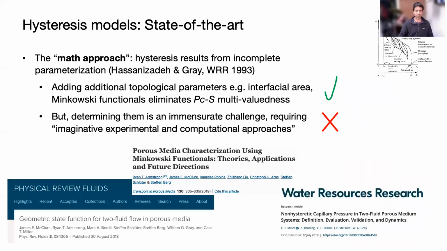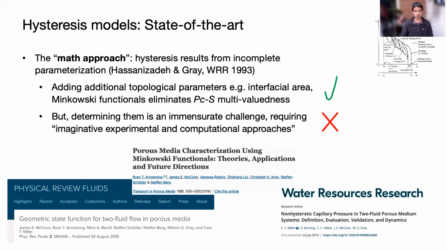And there is another kind of approach that started a while ago by Hassanizadeh and Gray, and this is what I call the math approach, where they show that you can recover hysteresis by essentially adding more parameters. So they say it results from incomplete parameterization, where they add different topological parameters like the interfacial area, Minkowski functional. This is more recent papers, and they do show nicely that it eliminates or recovers this hysteresis.